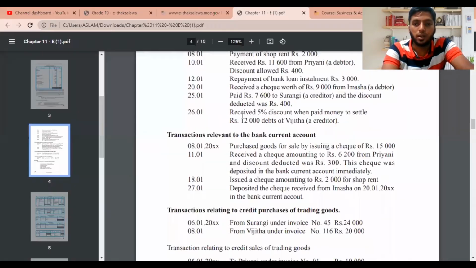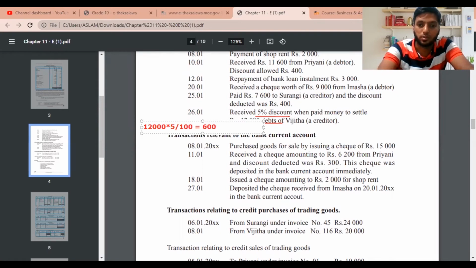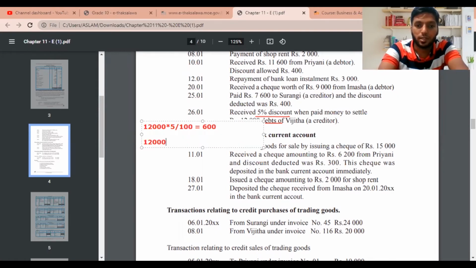We have received a 5% discount when paying money to settle 12,000 debts of the creditor Vijita. So 12,000, I can show you the 5% of 12,000. 12,000 into 5% will give me a discount of how much, guys? 10% means 1,200, so 5% is going to give a discount of 600. So in 12,000, if I get a discount of 600, what is the amount I should pay? 11,400. So I'm going to pay 11,400 to Vijita.